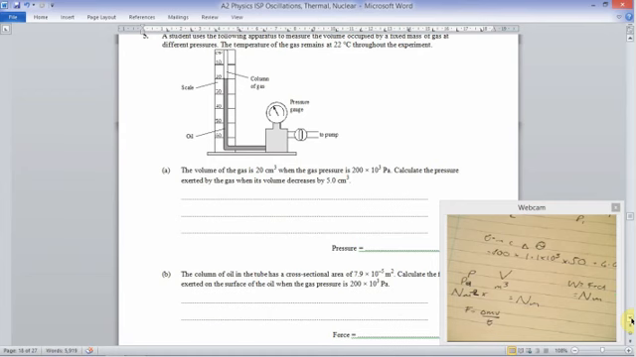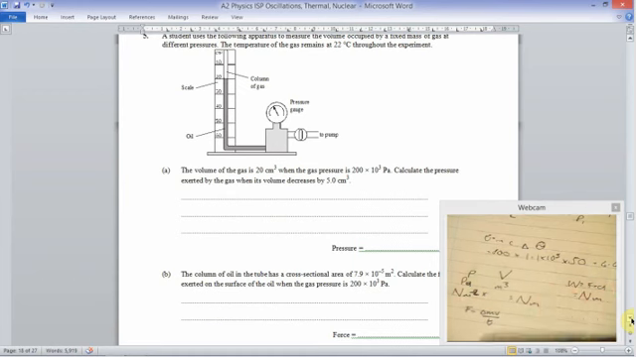We've got the temperature of 22 degrees. The volume is 30 centimeters cubed when the gas pressure is 200 times 10 to the 3. Calculate the pressure exerted by the gas when the volume decreases by 5.